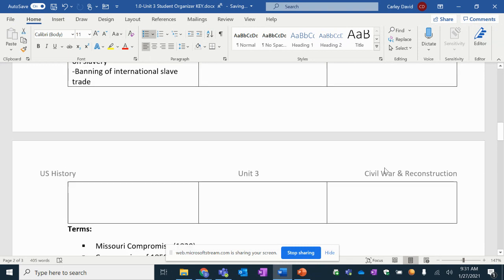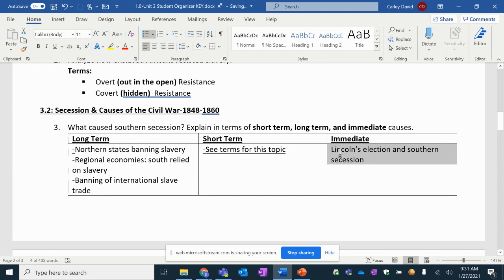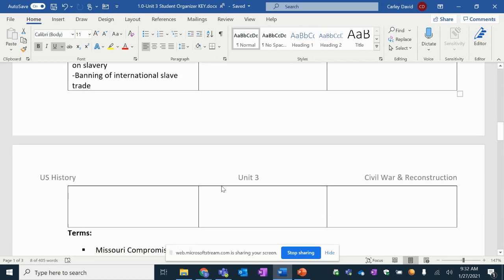And then my immediate cause was Lincoln's election and Southern secession. Once again, don't fall into the common understanding that Lincoln was a radical abolitionist. He didn't want to expand slavery. That was really part of the Republican Party's platform during that time. It was called the Free Soil platform, so not allowing slavery to expand. So that's the quick rundown of the events that happened in this 12-year period that leads to the Civil War.